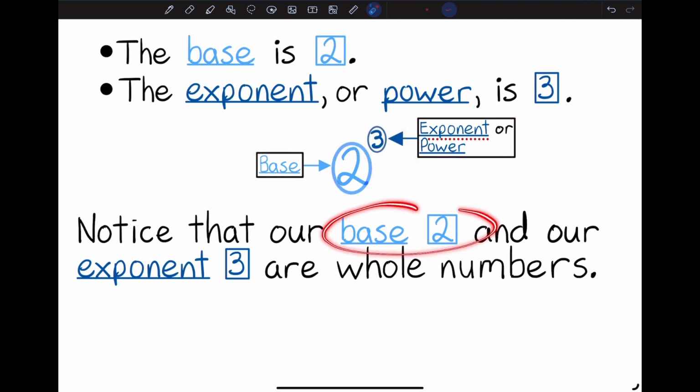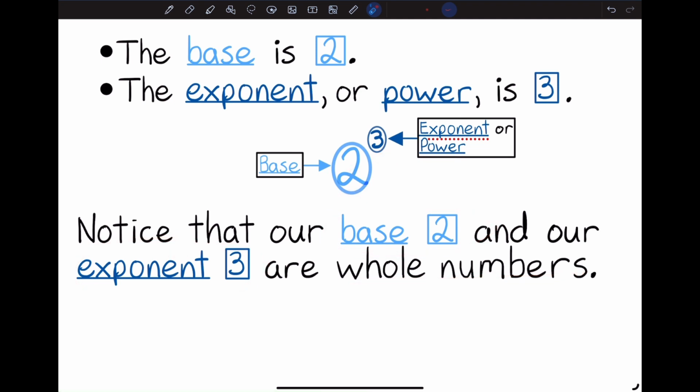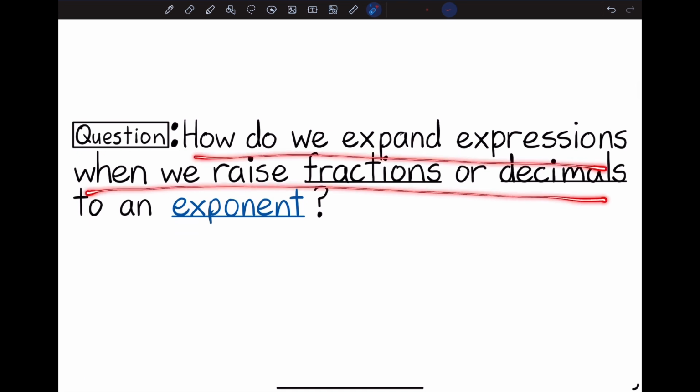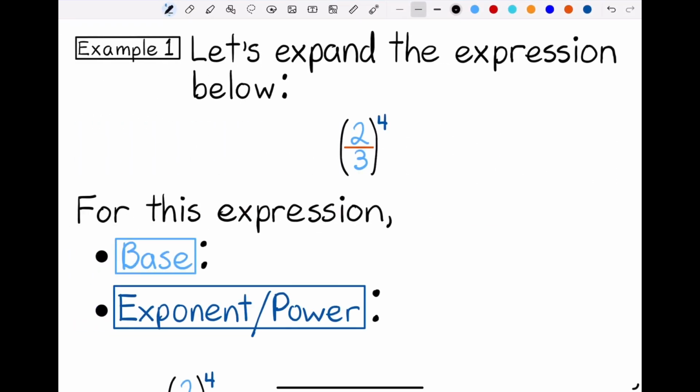However, notice that the base and the exponent are both whole numbers. There are no fractions or decimals on either one of them. However, not everything could be described with whole numbers because if you think about fractions, they deal with things that are parts of a whole. And that's also the same with decimals. So let's say we change this base to a fraction or decimal. So what we're going to answer is, how do we expand expressions when we raise fractions or decimals to an exponent? Let's expand the exponential expression of 2/3 to the fourth power.